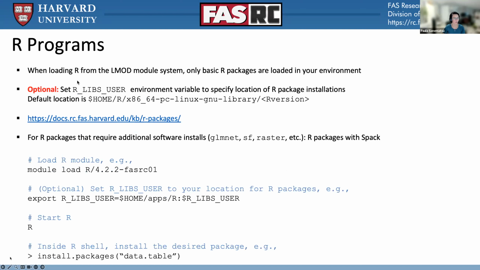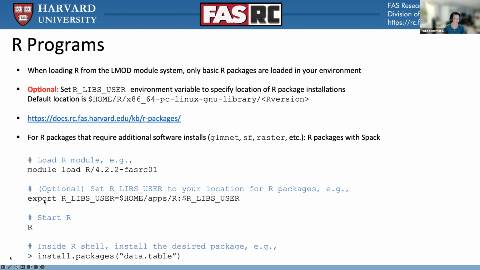For R packages, when loading R from the Lmod system with module load R, only basic R packages are loaded to your environment. Now it is optional to set R_LIBS_USER. Before, we recommended that you always set it. You don't need to set it anymore. If you don't set it, the default location is this one, depending on the R version that you have. For R packages that require additional software installs, for example glmnet, sf, raster, we recommend R packages with Spack, which I'll get to after I talk about Spack.